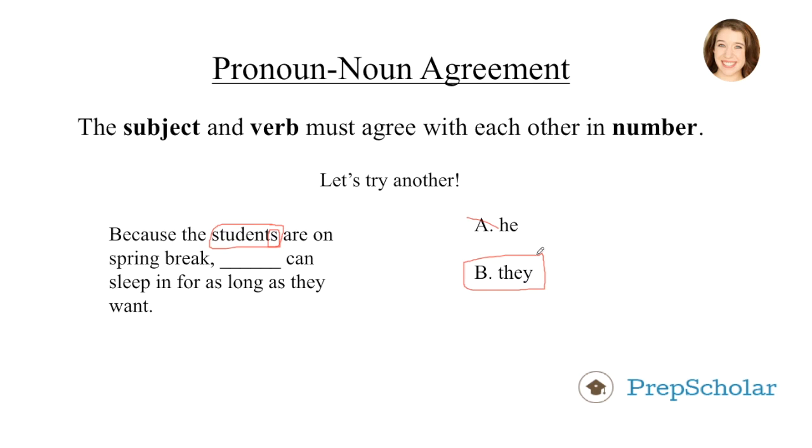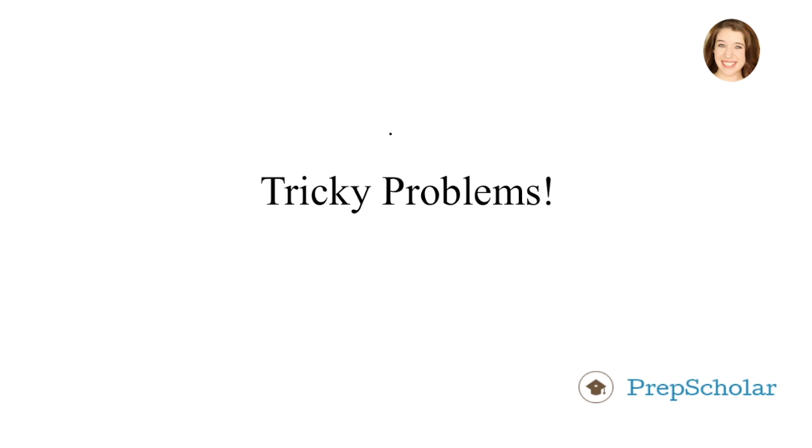All right, so we've covered a lot so far. We've talked about what agreement is. We've talked about how subject-verb agreement works. We've talked about how pronoun-noun agreement works. We've done some practice problems. You've worked through this. It's now time to turn to one more thing. And that thing that we are referring to is the tricky problems.